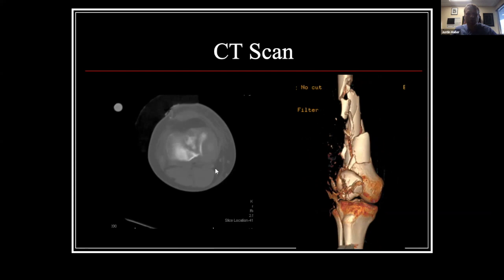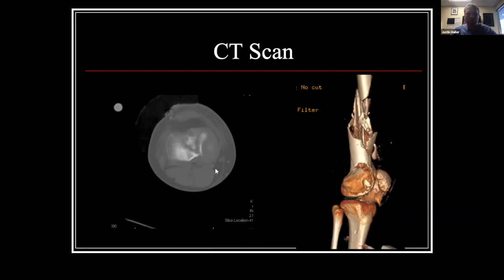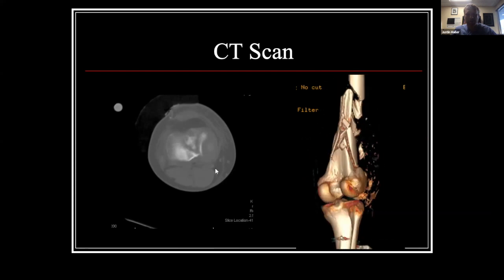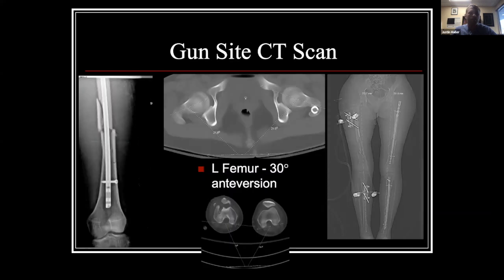And so for her, I think the next step for this lady was to do a Gunsite CT scan, since we use the contralateral femur to help us with length, alignment, and rotation. To me, her presenting radiographs were a little concerning for a malrotation. Even though they're a little bit of an oblique view, it was concerning enough to me to get a Gunsite CT.